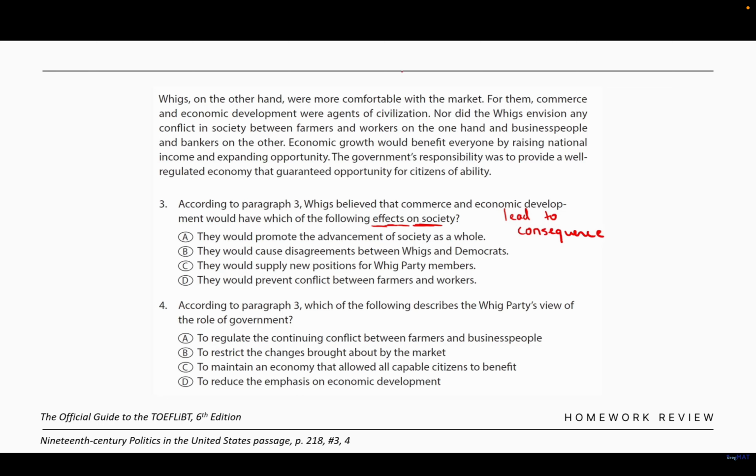According to the passage, what is our evidence here? According to the passage, the evidence is that the economic growth would benefit everyone by raising the national income. Yep, exactly. So it would lead to opportunity for everybody, raise the income, expand. Okay, so what'd you choose? I chose A. Yep, A is correct. Awesome job. Number 4. Which of the following describes the Whig Party's view of the role of government?